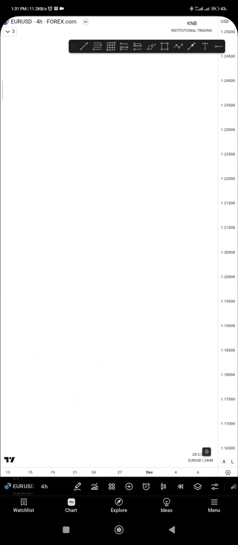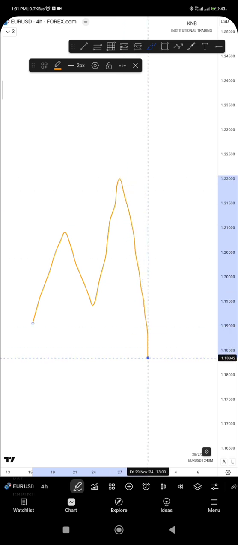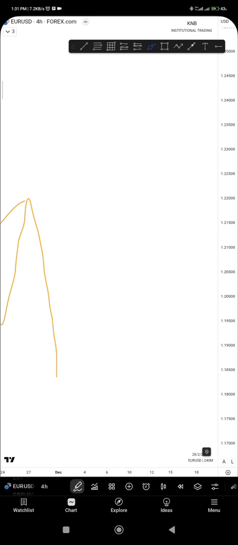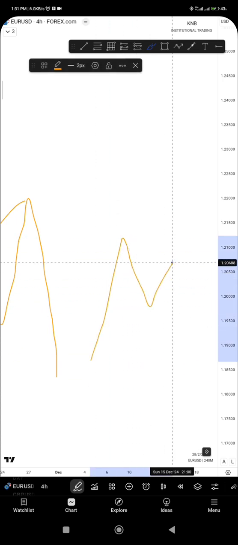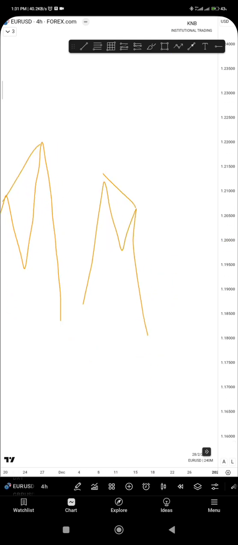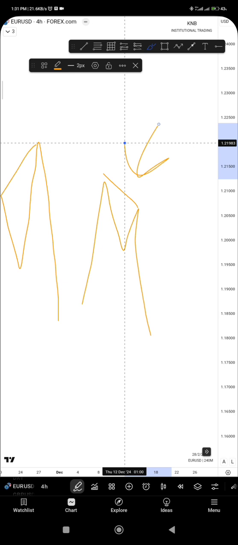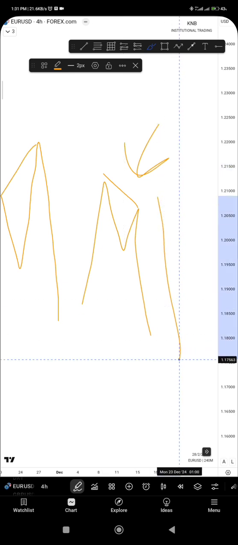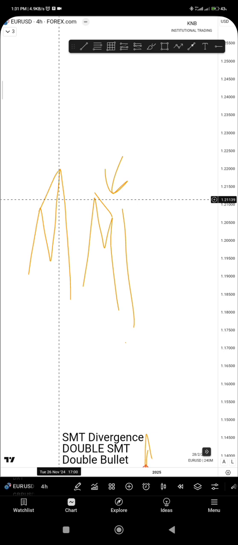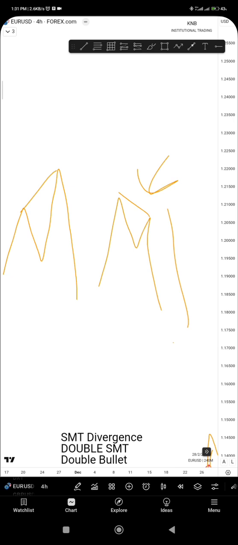For a sell scenario, we have something like this. This sweeps liquidity, so you have your SMT like this, whereas this does not sweep liquidity, so you have something like this. What it is telling you is that this asset right here is going to move lower faster than this other one. Of course, this one will still move, but usually this asset will move faster.